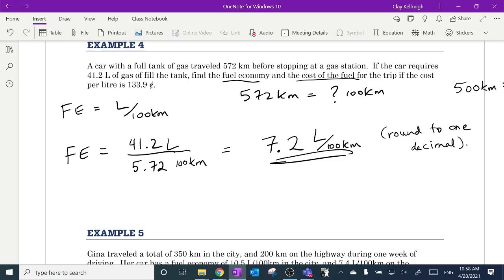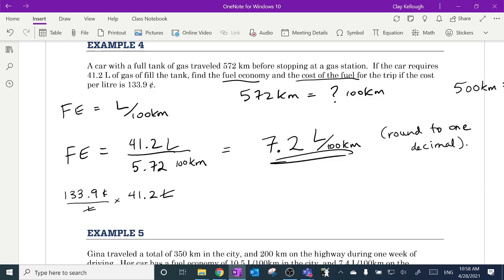133.9. Ooh, that's Northern Ontario prices for gas. That's rough. So 133.9 cents per liter times 41.2 liters cancels my liters. So there we go. Now I'm in cents.